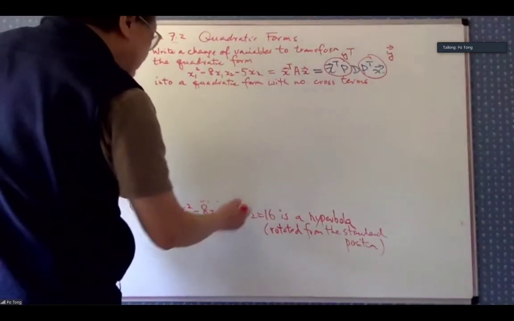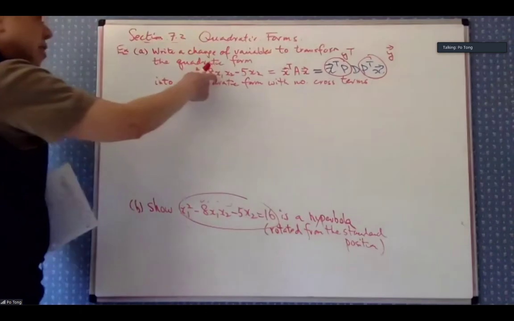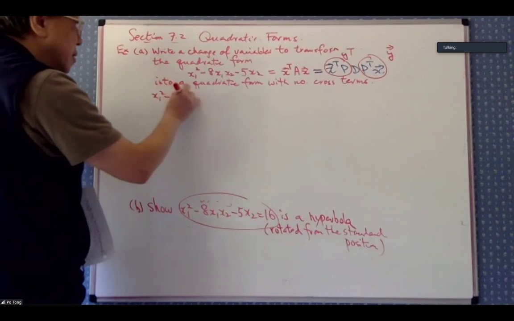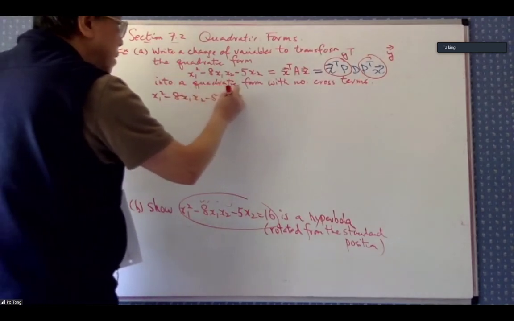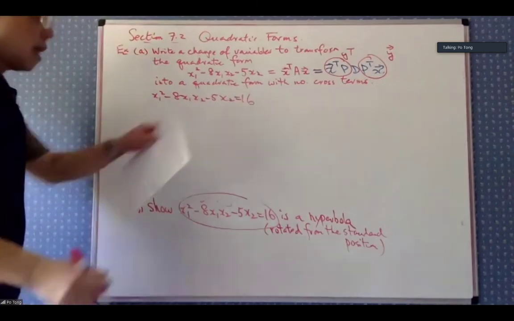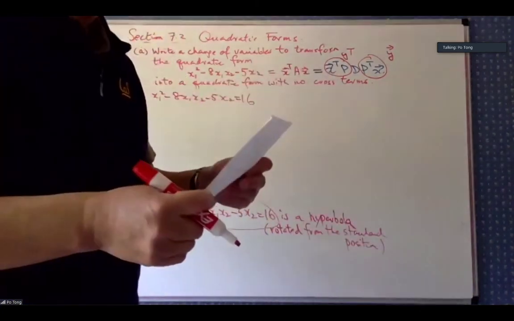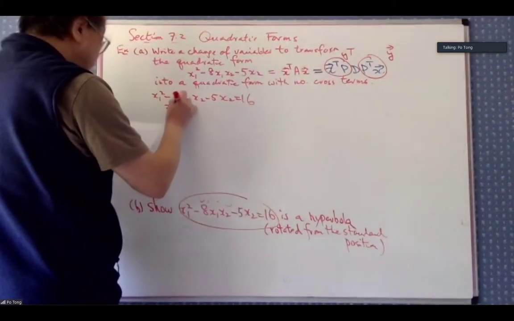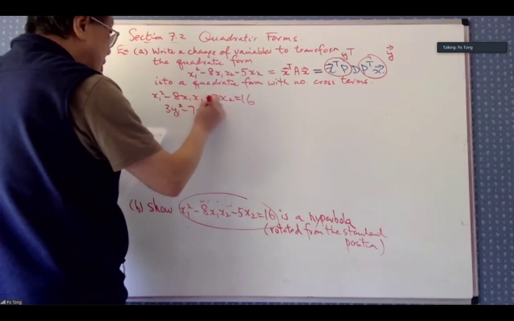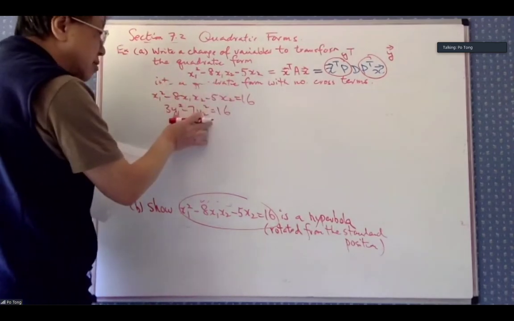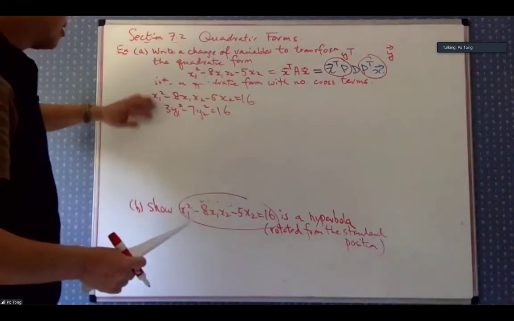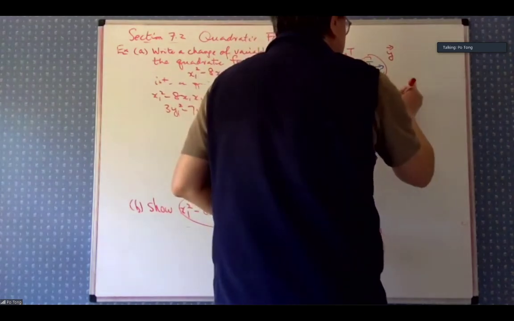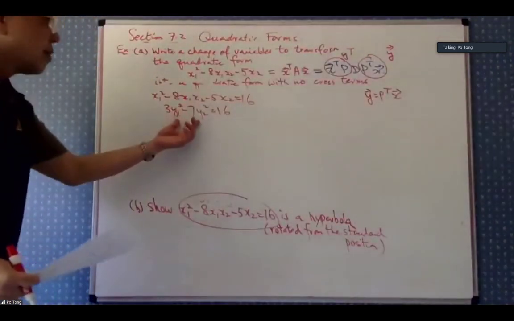Now this equation here is essentially this guy set equal to 16. But in part A, I did a bunch of stuff and ended up with 3y1 squared minus 7y2 squared equal to 6. Then this guy is equal to this, right? Of course, this is under some transformation. The transformation is y equal to P^T x. Now I end up with this.